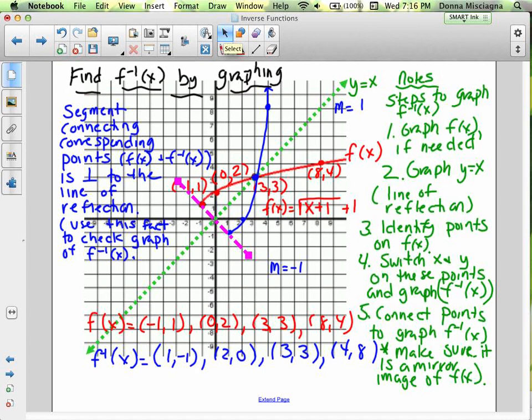Before we leave this graph, let's talk about, real quickly, is this a function? Does the original pass the horizontal line test? Is this a one-to-one function? Is every x matched with one y? Well, our original function is a square root function. When you take a square root, you don't get two answers, you get one answer. So this is a one-to-one function.